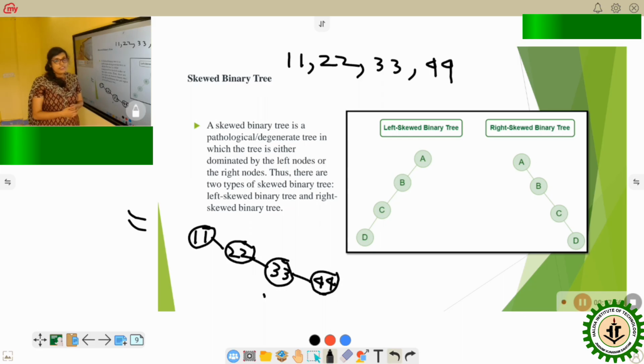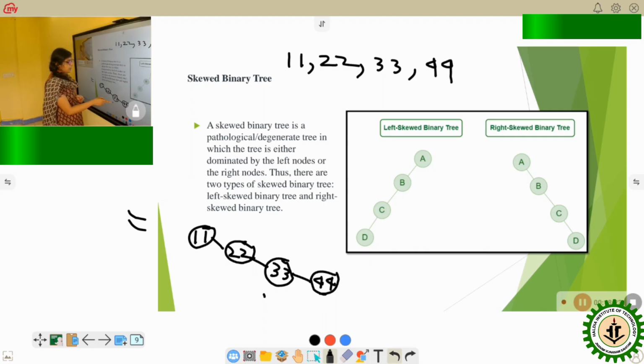Hence, there is a wastage of memory. The difference between the height of this root and 44 is greater. This is the root node, this is the child node. So what is the height of this tree? 0, 1, 2, 3. The height of this tree is 3. So there is a huge wastage of memory.